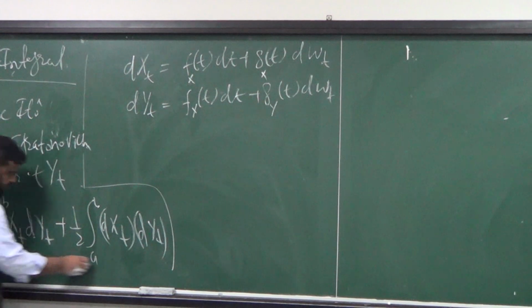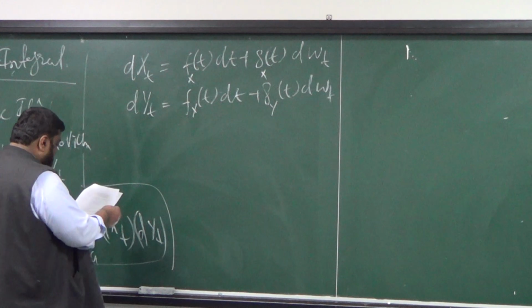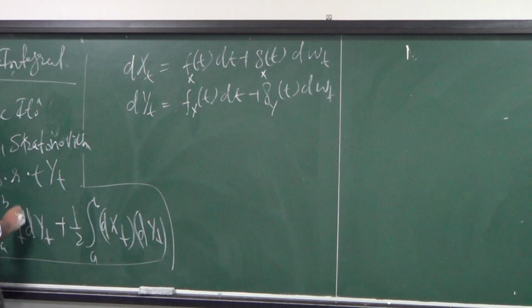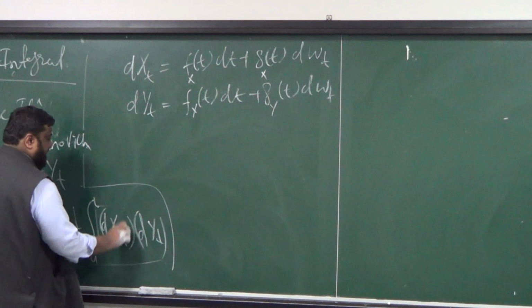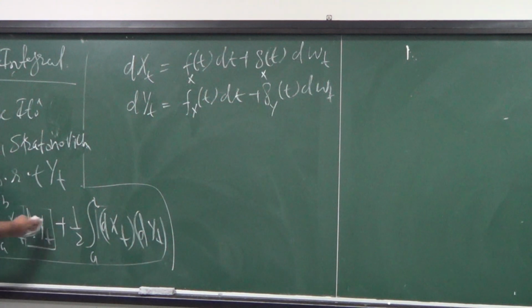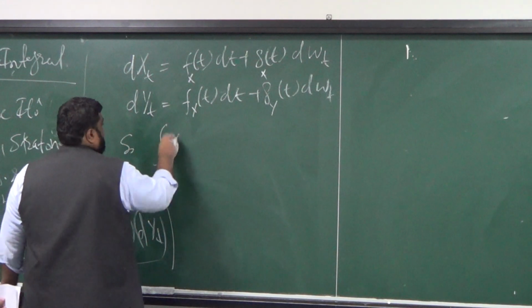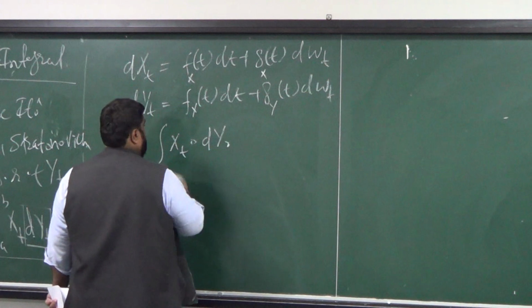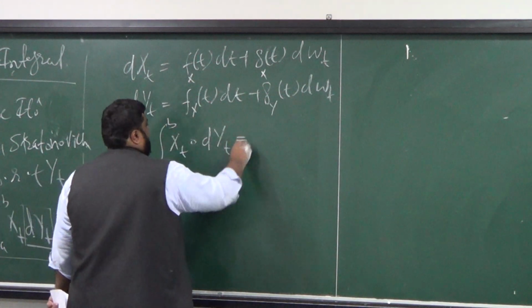What could be the explicit meaning of this? That's what I would like to know. The explicit meaning is that you need to substitute your dxt and dyt here, and then you will see that this process is also an Ito process, so it has some drift plus some diffusion. So what would be the Stratonovich integral of xt with respect to yt? It's going to be what?